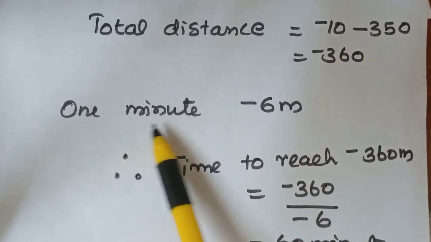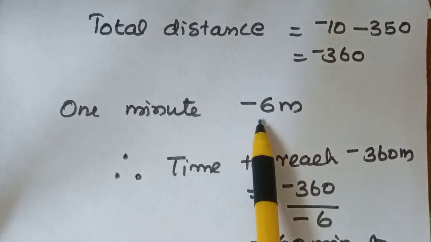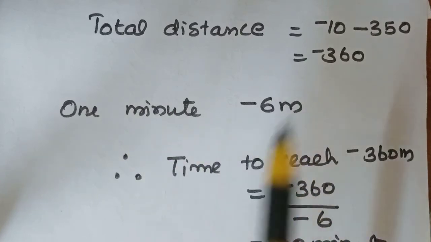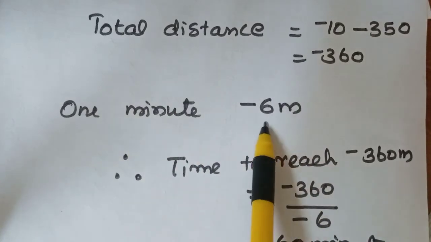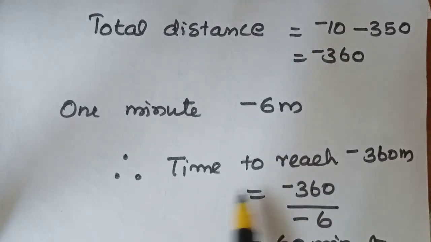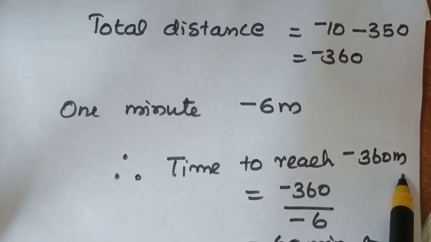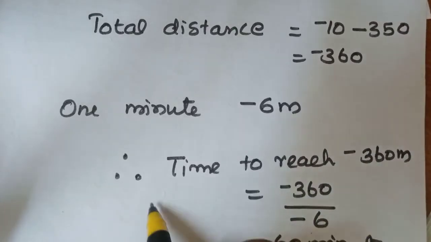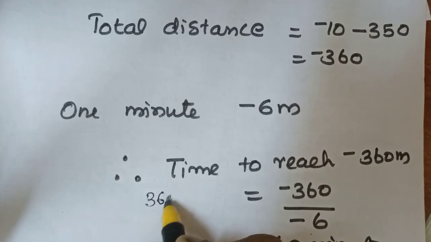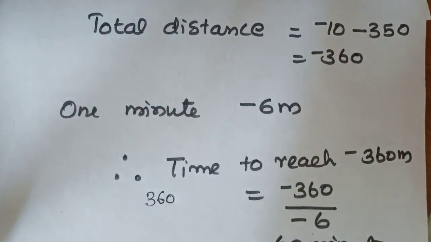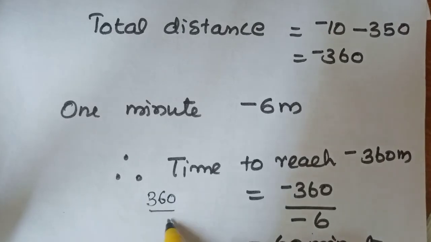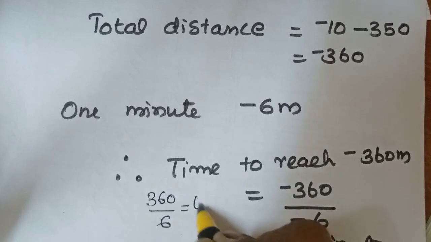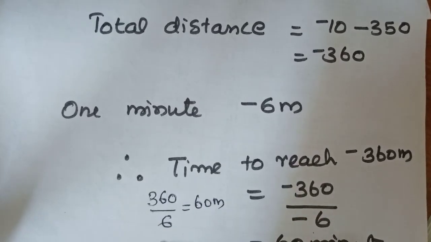Since it is given that in 1 minute the elevator descends 6 meters, we take it as negative 6. So the time to reach negative 360 meters is negative 360 by negative 6. Or we want to find the time, so 360 meters is the total distance, divided by 6 meters per minute. That is 360 by 6, which is 60 minutes. That is 1 hour.